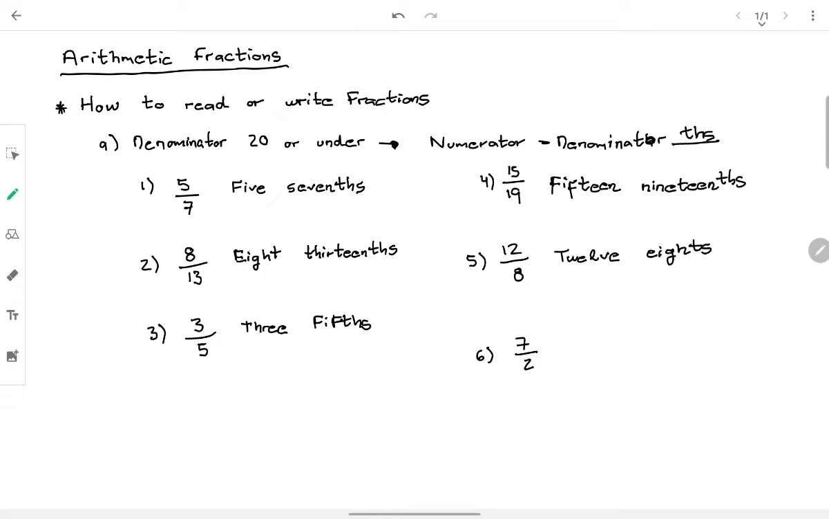And a special case is number 2, because in English, number 2 as a denominator is called half. Remember, number 2 is called half in singular, halves in plural. So number 6 will be called 7 halves. So it's easy to read or write fractions with denominator 20 or under 20.